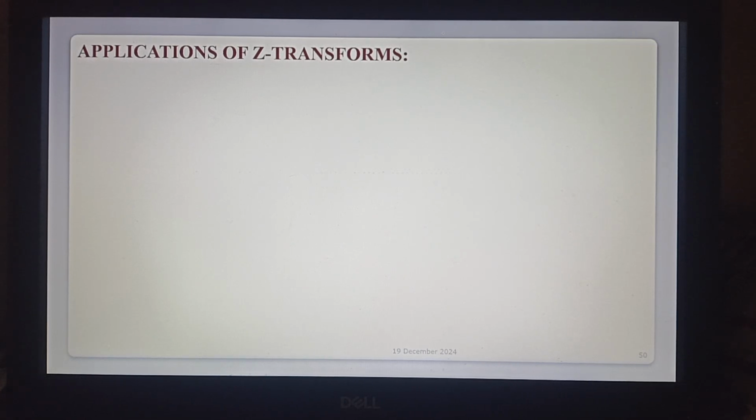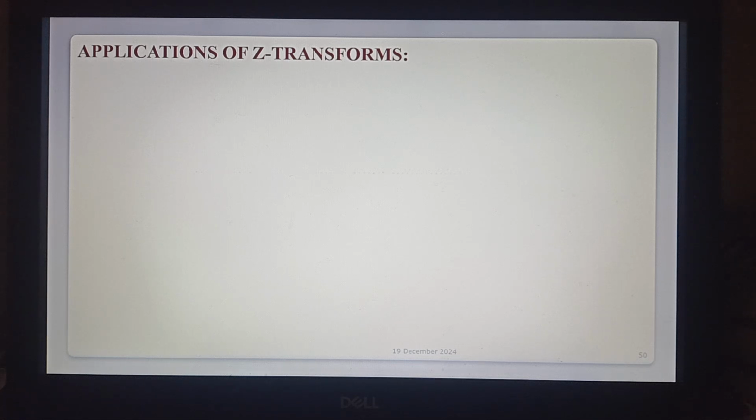Hi students, in this lecture we will discuss the topic: applications of Z transform. We have already seen in the previous lectures how to find the Z transform and inverse Z transform. Next, the applications: where do we use the Z transform? It is one of the transform techniques used to solve difference equations and find the solution of difference equations.